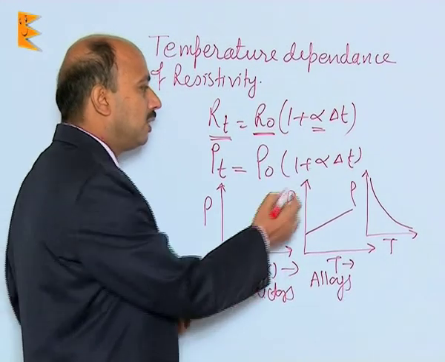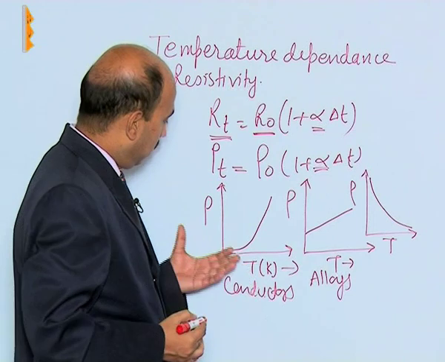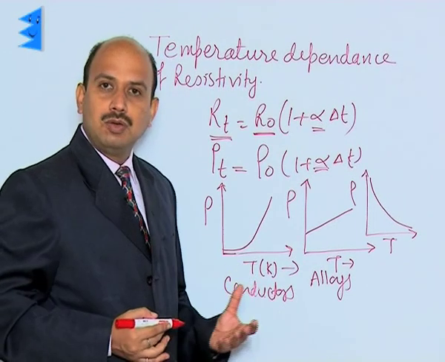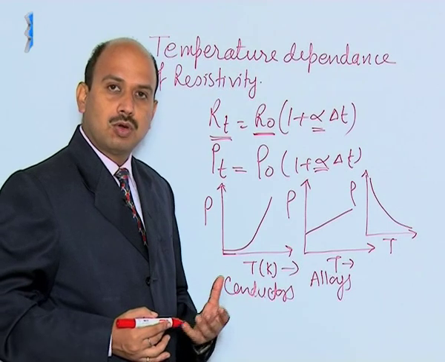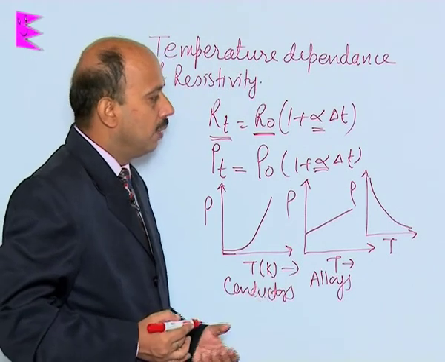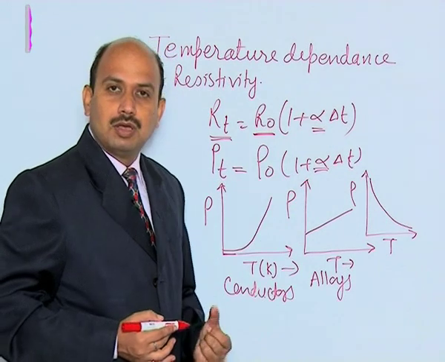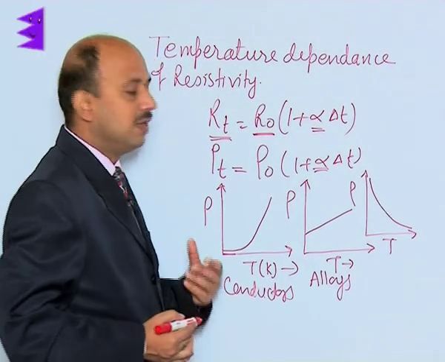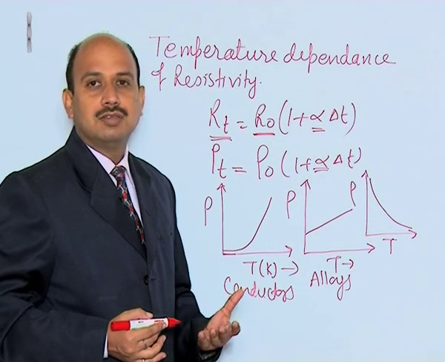So the value of the temperature coefficient of resistivity for a conductor is positive and has a large value, whereas for alloys it is positive but has a small value, and for a semiconductor or insulator alpha has a negative value. So this is the temperature dependence of the resistivity of conductors, insulators and semiconductors.